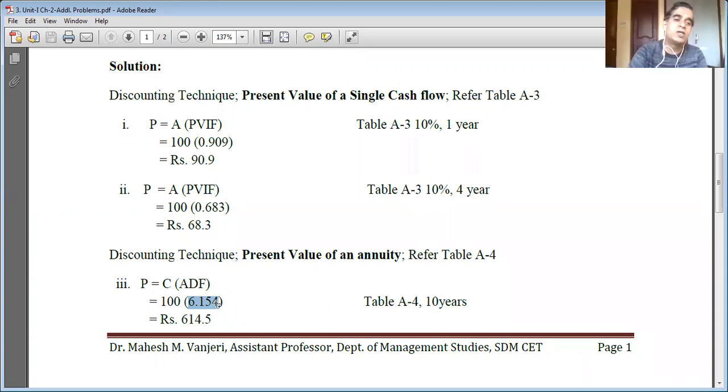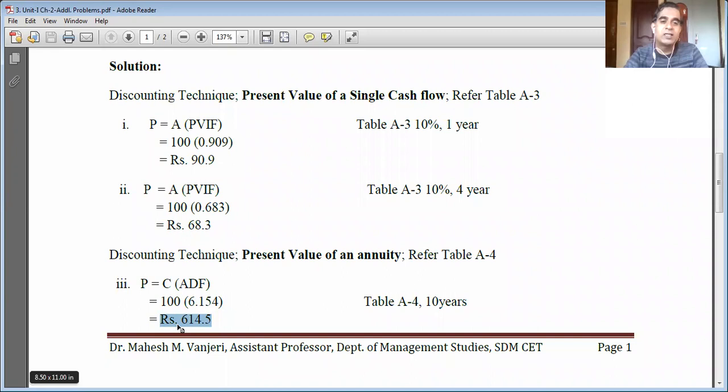Very good observation. So I'm happy. This answer is correct, but here it is 145, instead of that it is written 154. So I'm happy that students are keeping an observation. It shows that they are learning properly. I hope all the students are keeping the same observation. So 100 into 6.145 is equal to 614 rupee 50 paise, the present value of the annuity.